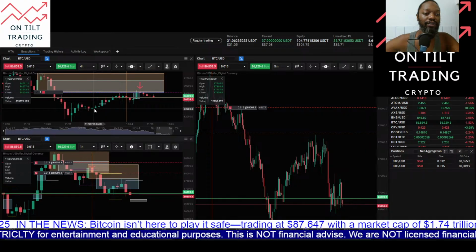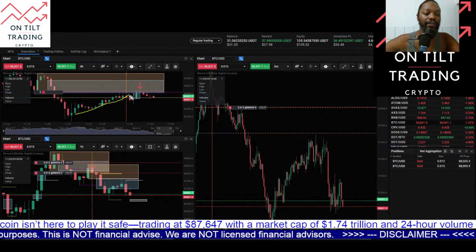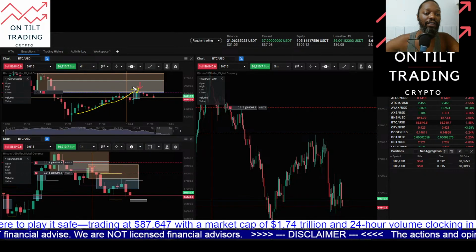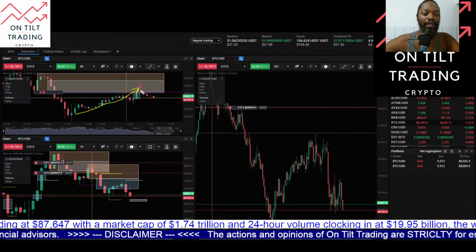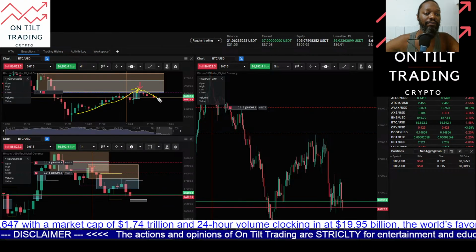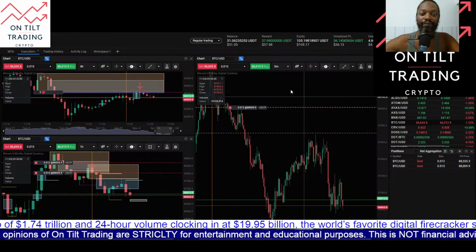With that in mind, you can see price deliver back to the buy side into the order block, and when it delivers back into the order block, there's a reaction and price delivers out of the order block to the sell side.